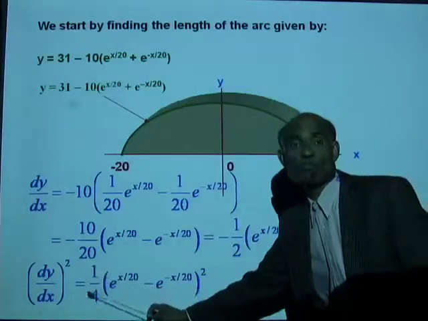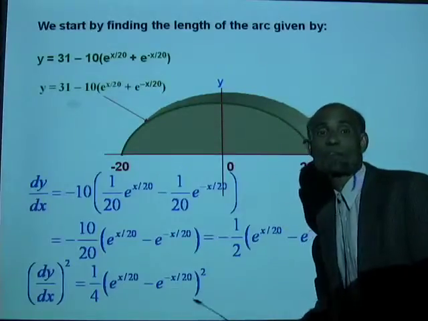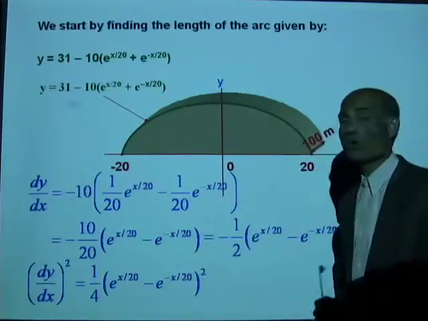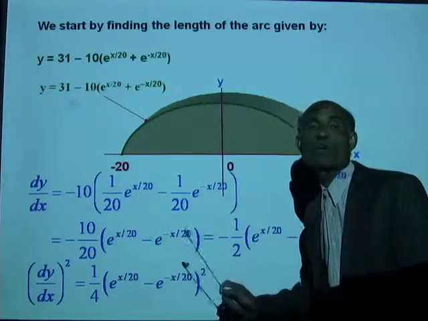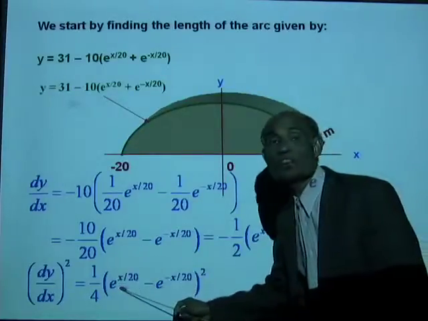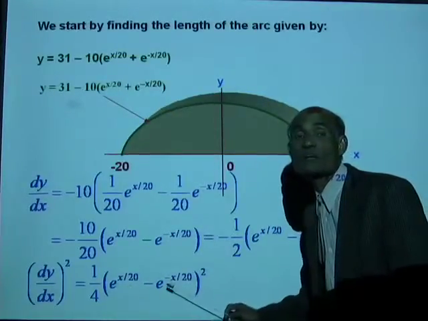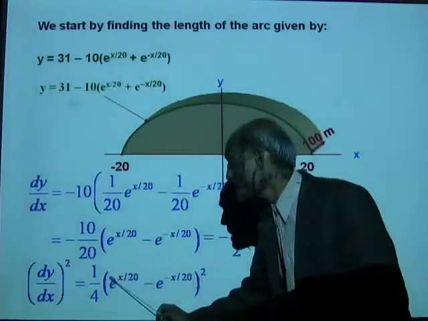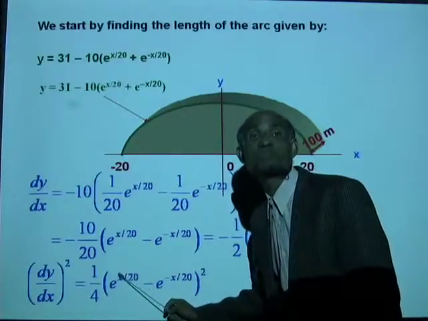The square of that will be 1/4. The square of negative 1/2 is positive 1/4, times e to the power of x over 20 minus e to the power of negative x over 20, all squared. Okay, what is a minus b all squared? A minus b all squared is a squared minus 2ab plus b squared. So the square of this. Now remember, in order to square a quantity like this, all you need to do is multiply the power by 2. Is that right?